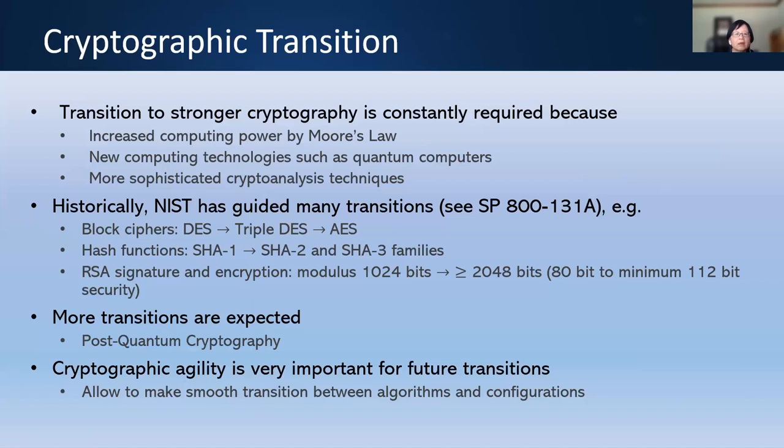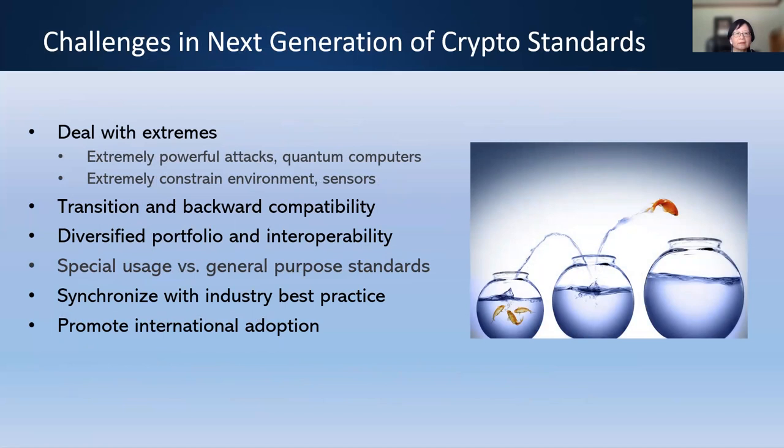So how do we deal with cryptographic transition? Cryptographic agility is very important for future transitions. This agility will allow a smooth transition between algorithms and configurations. Please note that in the program of this conference tomorrow, there will be a talk on cryptographic agility. So then I will discuss the challenges in the next generation of crypto standards.